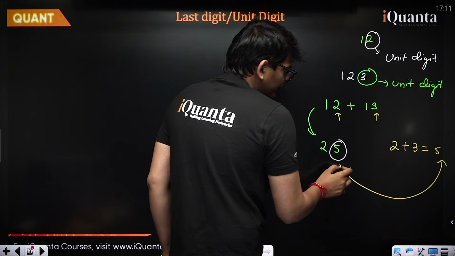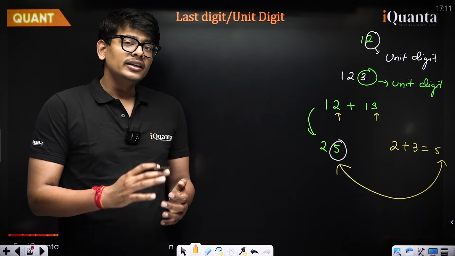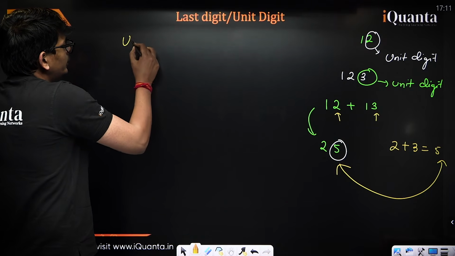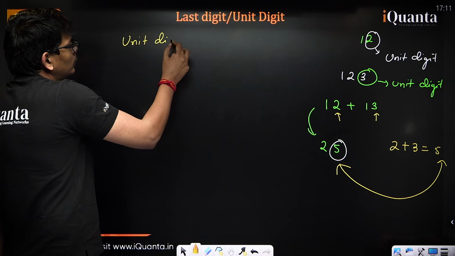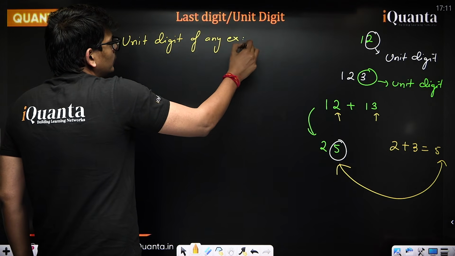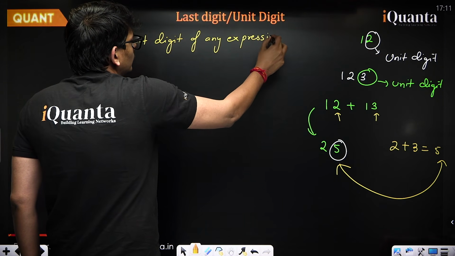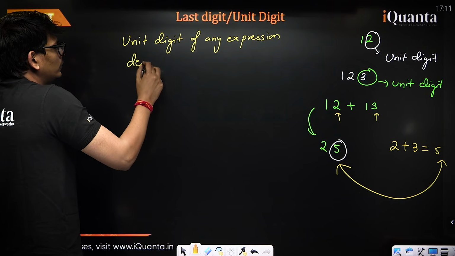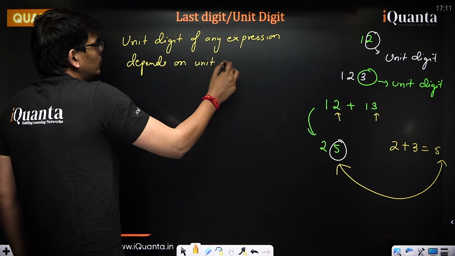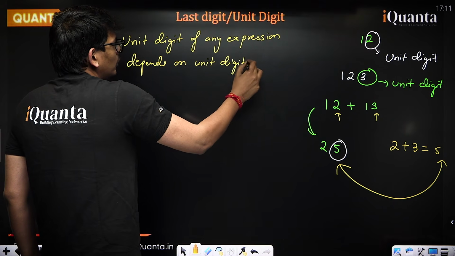Both are same. That means I can generalize one thing from this particular example, that unit digit of any expression depends on unit digit of the given number.